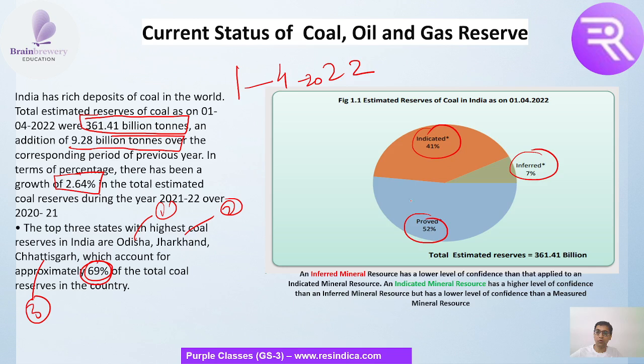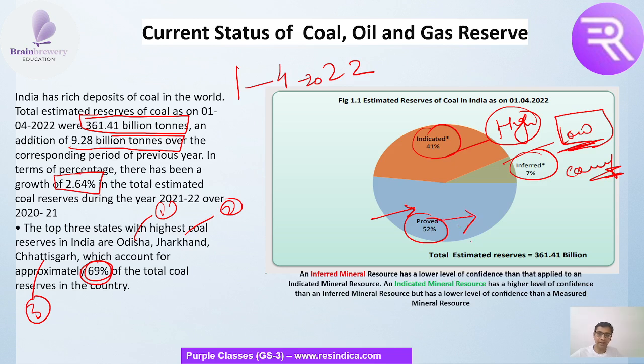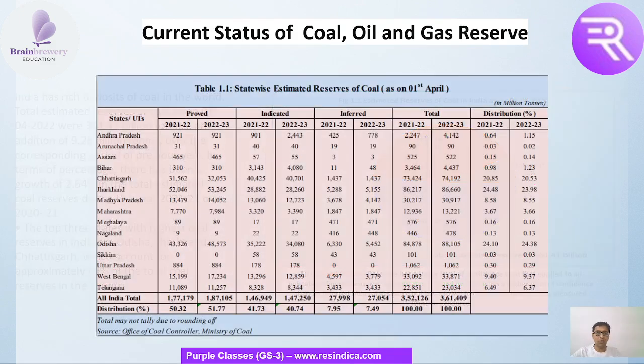Under proved, it means that this is there, it has been totally confirmed, and we have confidence in that. Then for the inferred mineral, we have low confidence. And for indicated, we have a little higher confidence that this is the reserve as per the proved reserve. So proved is the highest confidence that we have. Indicated has a little less confidence than the proved one, and for inferred we have very, very little confidence.